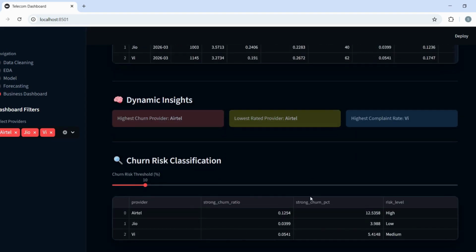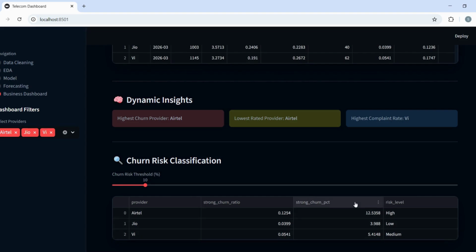The user can interact with the slider, which is a new feature we have added, where providers are classified into high risk, medium risk and low risk. This helps businesses prioritize problem areas. So if we set the threshold to 38, we can see that Airtel, Jio and Vi risk level becomes low. If we set it back to 10, then we can see that Airtel is at high risk, Jio is at low and Vi is at medium risk.